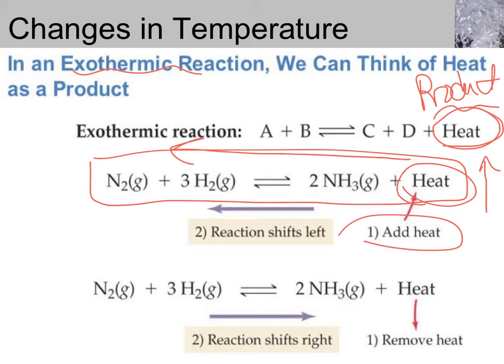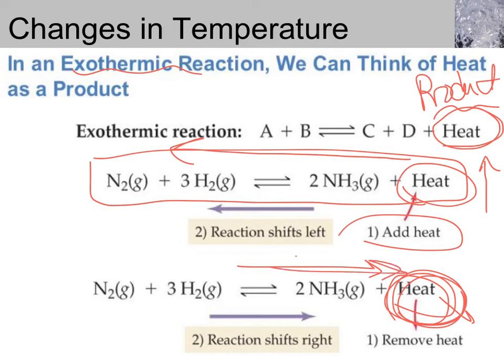If, on the other hand, you remove heat, now how do you remove heat? Typically, the wording of the problem will say you cool it down. Okay, cooling is just removing heat. So if you remove heat, that's like removing a product. Okay, and Le Chatelier says the reaction is going to respond by trying to replenish that heat that you just removed. Which way does it shift to generate heat? To the right. Okay, towards product.